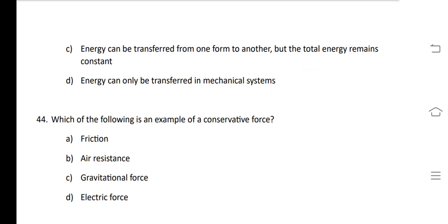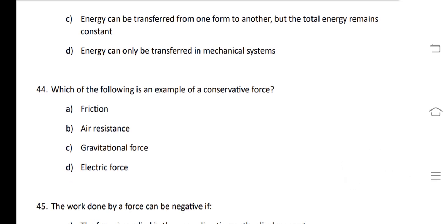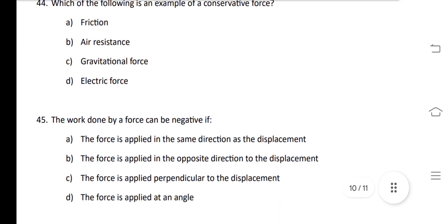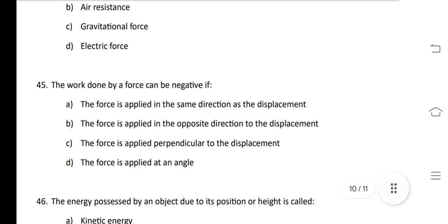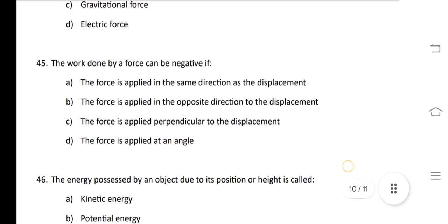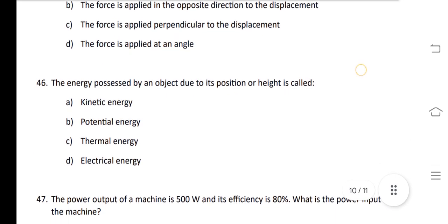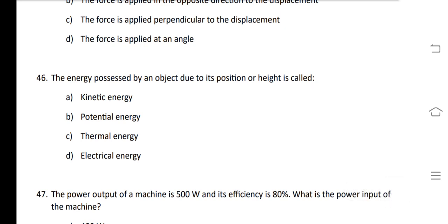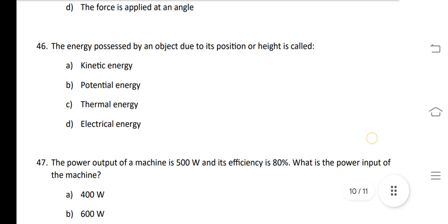In the next question: which of the following is an example of a conservative force? That is gravitational force. Gravitational force is a conservative force. Our next question is again repeated, so leaving this question, moving ahead. The energy possessed by the object due to its position or height is called potential energy.